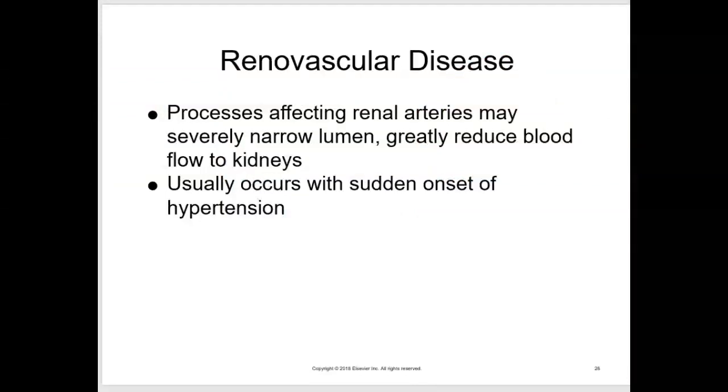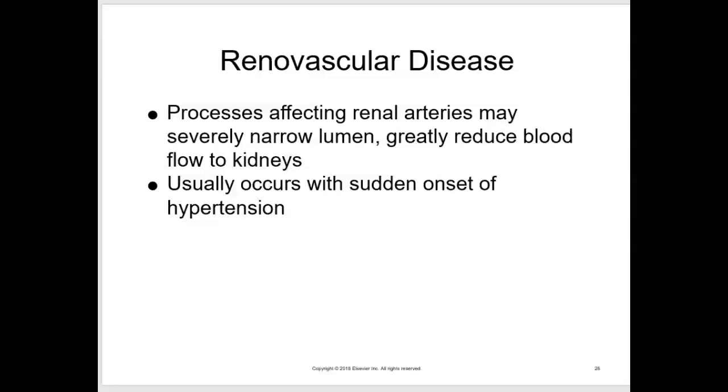Next, we're going to move on to renal vascular disease. Anything that affects renal arteries and the amount of blood flowing into the kidneys can cause problems. Uncorrected renal vascular disease, such as renal vein thrombosis or renal artery stenosis, atherosclerosis, or thrombosis, causes ischemia and atrophy of kidney tissue, leading to severe impairment of urinary elimination, fluid and electrolyte balance, and acid-base balance.